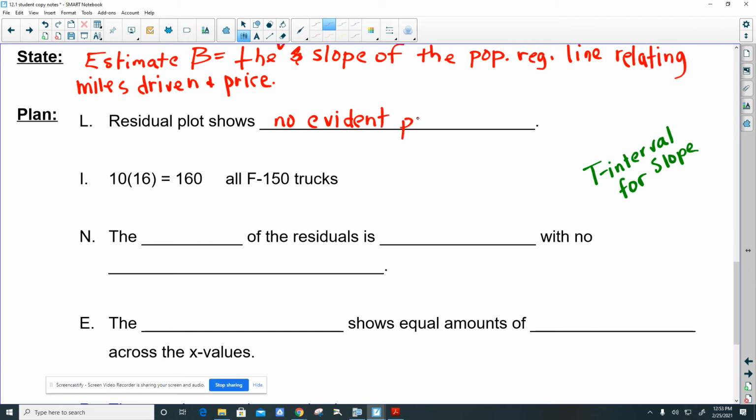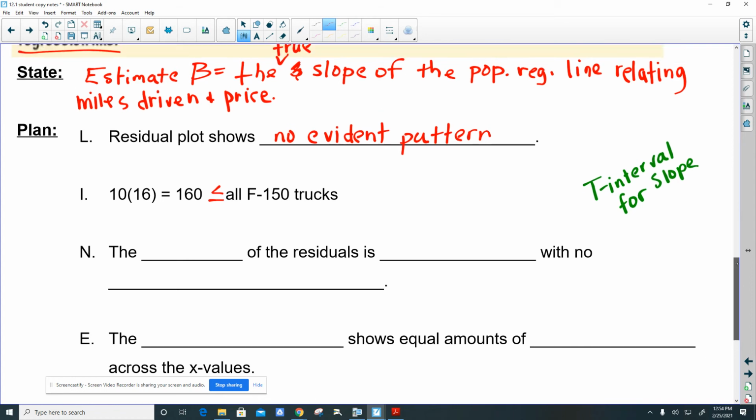This was not an experiment, though a lot of our problems have been. They did actually take a sample of 16 trucks. We need to show that 10 times 16, 160, is definitely less than or equal to all the F-150 trucks that they could have chosen. Okay, so we're good there with the independence.